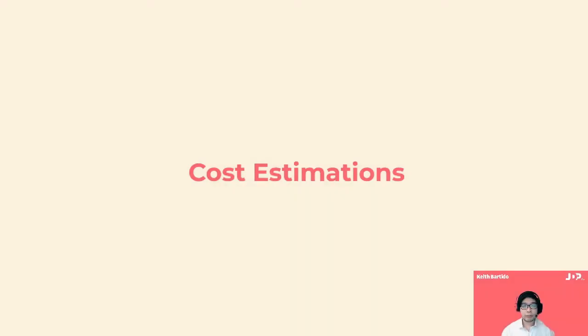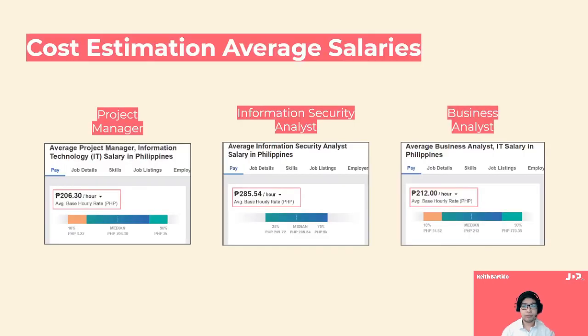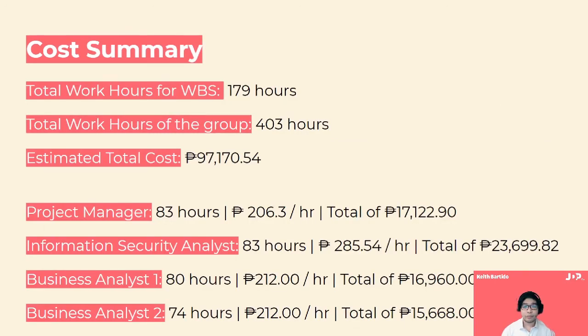The summary of our cost estimations for the project are as follows. First, we based the average salary per hour for each of the roles from payscale.com's average salary per hour for project managers, information security analysts, and business analysts in the Philippines. These are the ones highlighted in a red box. Second, albeit the total work hours of the activities in the work breakdown structure is 179 hours, when we take into account the task assignments of each group member, the total work hours required for the project is 403 hours, with an estimated total cost of 97,170.54 pesos.